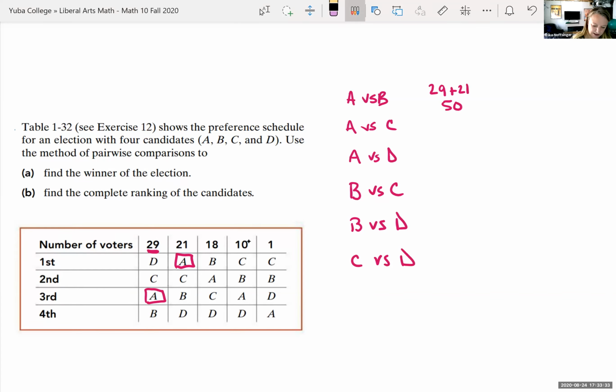Where B, if I went through, B won 18 times, plus 10 times, plus 1. So this is 28, 29. Again, I know this has to sum up to 79, so I could have done some deduction, 79 minus the 50 that A got, so 29 would have had to be there. And so the person who won that pairwise would be A.